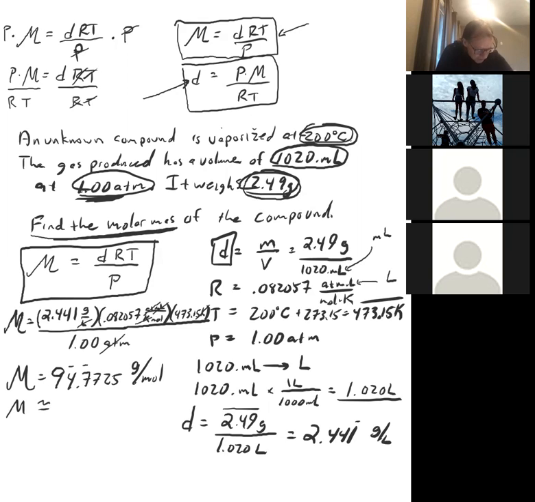I'm going to round that to 3 sig figs. 1, 2, 3. 94 point. Now the number that comes after this first 7 is a 7 as well. So that means you round it up to 8. And there you go, 94.8.